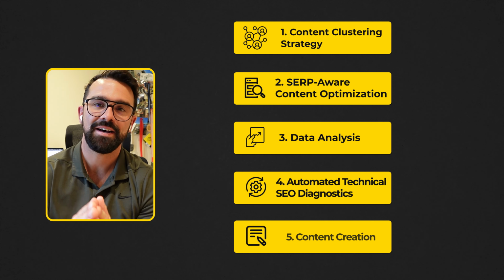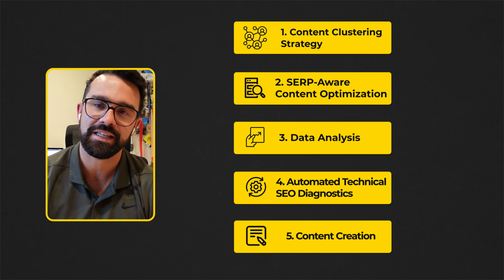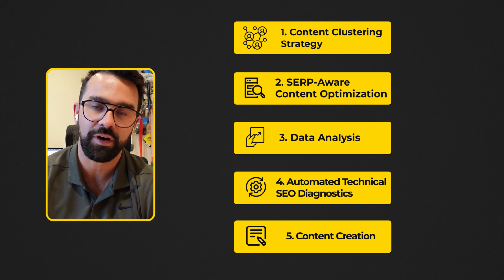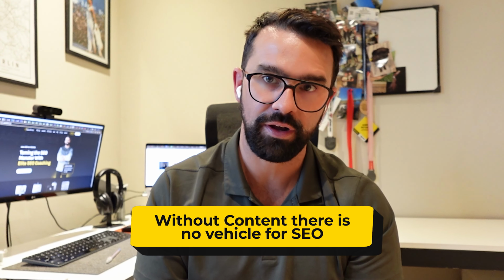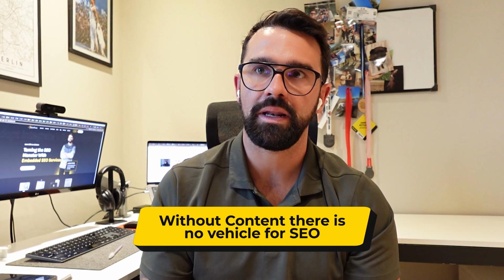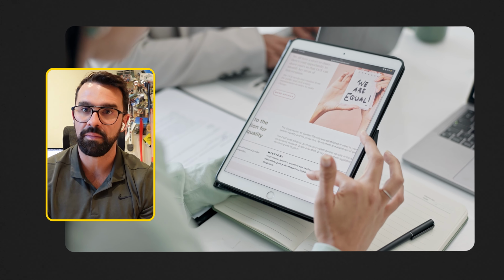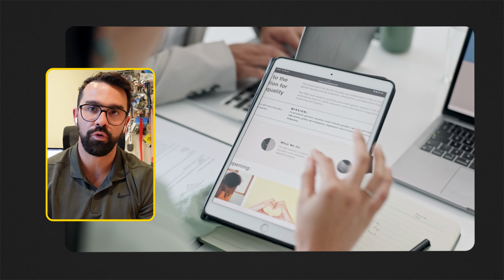Use case number 5, the last use case of today of how you can use ChatGPT-5 for SEO is content creation. Content creation is a massive part of what we do, and without content there is no vehicle for SEO. And I do believe that as AI search becomes more and more predominant and we see more and more traffic coming from AI LLMs and traditional search, I do believe that content is still going to be a primary player for your SEO strategy.